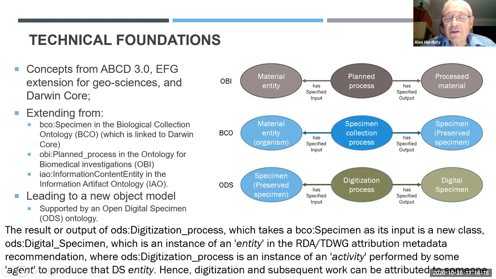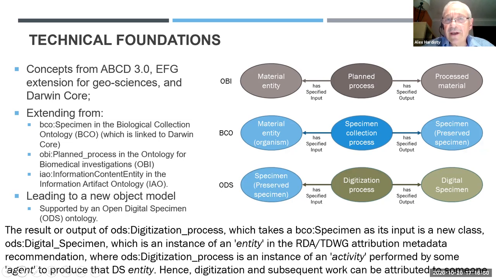Coming to the end now, I just want to talk for a few minutes about the technical foundations of OpenDS. It's going to start from where ABCD3, its extension for geosciences and Darwin Core, leave off, especially from their aligned version, which is coming. It will extend from OBO Foundry ontologies, such as the Biological Collection Ontology and the Ontology for Biomedical Investigations and the Information Content Entity, the Information Artifact Ontology.